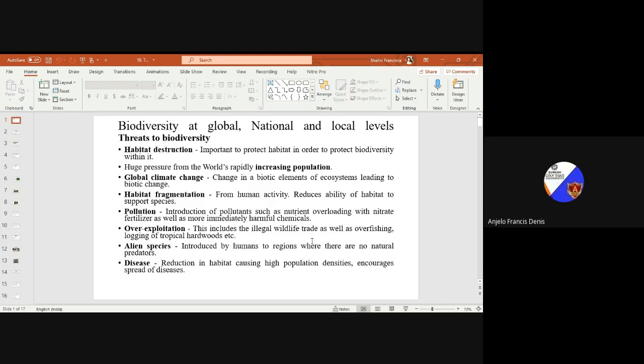Threats to biodiversity. Biodiversity at global, national, and local levels.